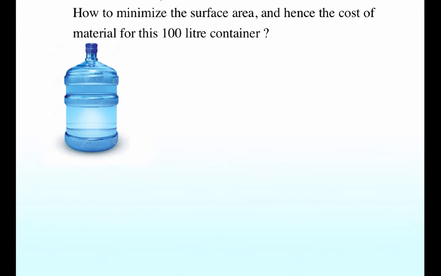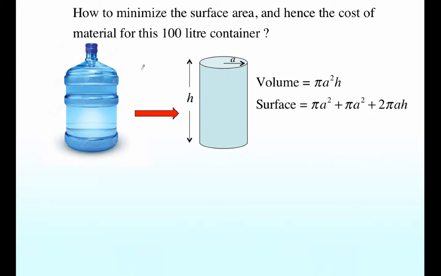Let's now help out the packager who wants to make a bottle or a container that will hold this 100 liters of water. The question is how to minimize the surface area. That minimizes the cost of the material for this container that we have over here. The bottle is actually very complicated, so let's approximate it, and this is quite reasonable, with a cylinder that has height h, it has a radius a, and of course the volume will be just this surface over here, pi a squared, times the height.